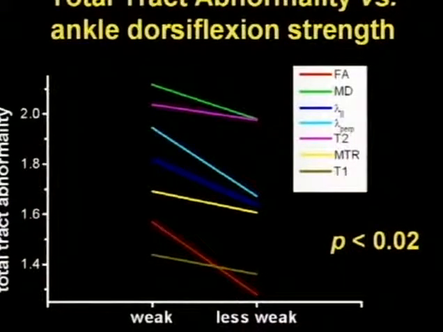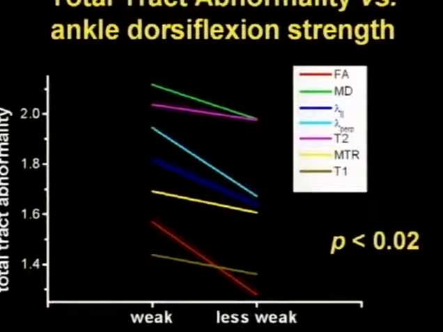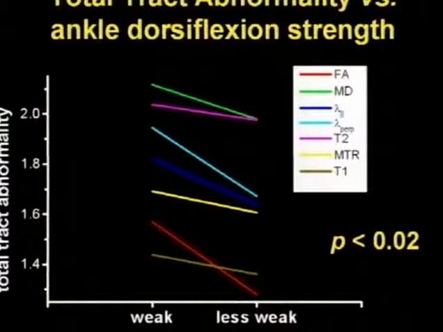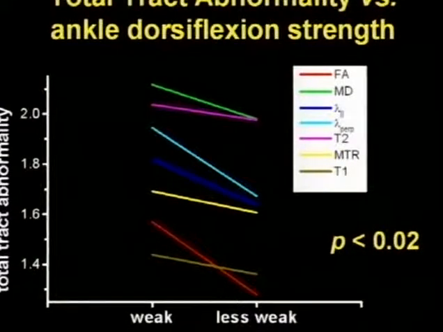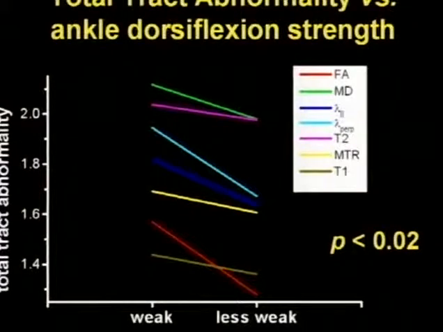And finally, the last thing I wanted to show was this picture where we take a look over the entire motor tract and we get a measure of the total abnormality of that tract. And we again compare these two groups, weak and less weak. And we see that for every single parameter that we've measured, the total abnormality of the tract was greater in the weaker group and less in the less weak group, and that was significant as well. So what this is saying is that when we look at specific functional systems, we can get measures that are directly related, although not as strongly as we would like, but related to abnormalities in the motor system in individual patients.